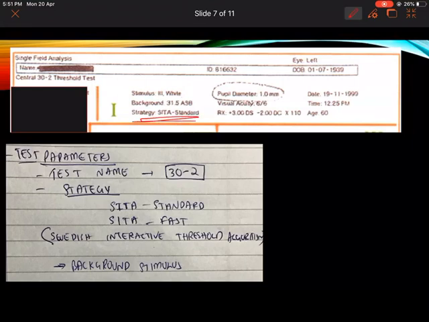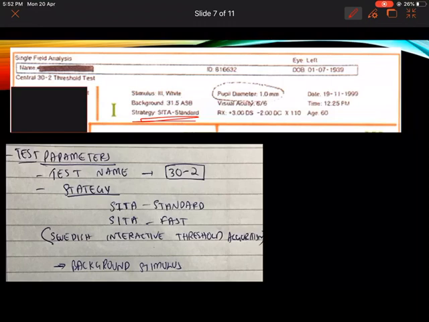See, earlier it was full threshold. Full threshold is highly time consuming. Maybe it is accurate if the patient does it properly, but it is very time consuming. When the time consumed is more, the patient tends to lose interest and attentiveness. When the patient loses attentiveness, there can be high false negative or false positive errors, especially false negative errors. That is the reason the test time should be very less.